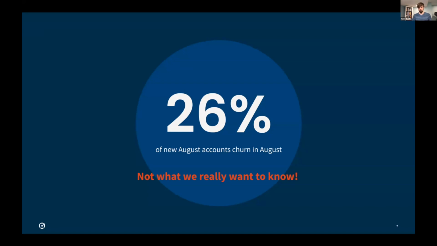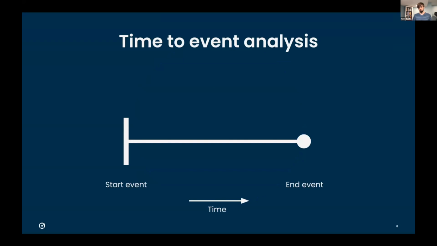This doesn't give us that, because some of the accounts that signed up at the start of the month would have had 30 days to churn, and those that signed up at the end would have had just a few days. So the cumulative risk these accounts are exposed to is different, and we're mixing apples and oranges here. To compare these on an equal footing, we should use something called time to event analysis, also known as survival analysis.